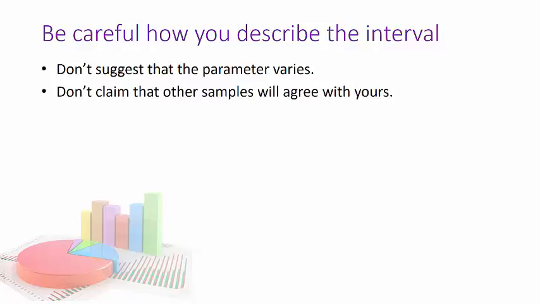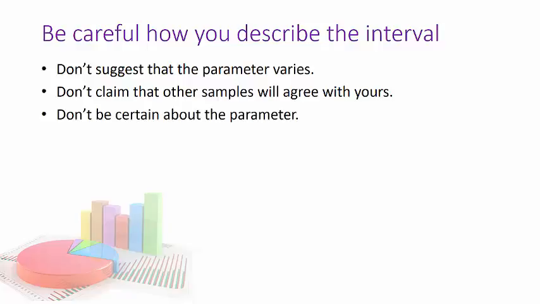Don't claim that other samples will agree with yours. So if you said in 95% of samples of U.S. adults, the proportion who think, this is from your book, marijuana should be decriminalized will be between this percent and that percent. The interval isn't about sample proportions, but about the population proportion.